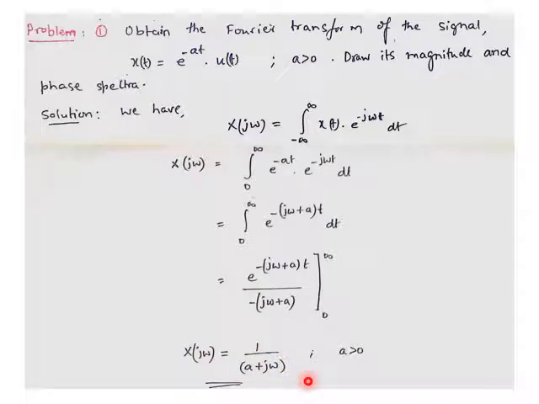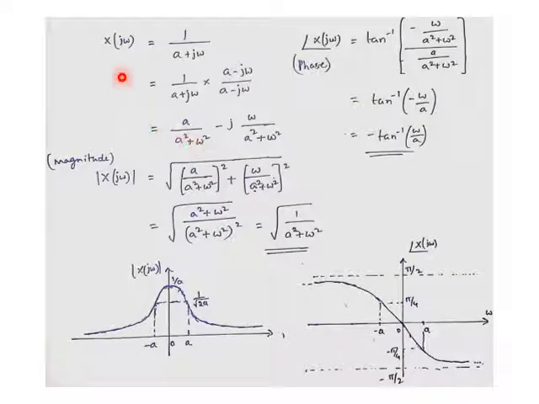Let me simplify this X of j omega to get the pure real and imaginary values first, so that we can find the magnitude and phase spectra properly. So first I'll rewrite this X of j omega as 1 by a plus j omega. We multiply and divide by a minus j omega, so the denominator becomes a square plus omega square. The numerator I'll split as a minus j omega, under the common denominator a square plus omega square, so that we get a real term and an imaginary term for X of j omega.